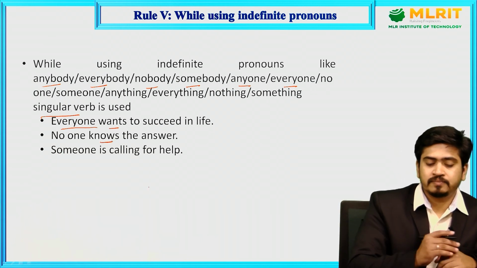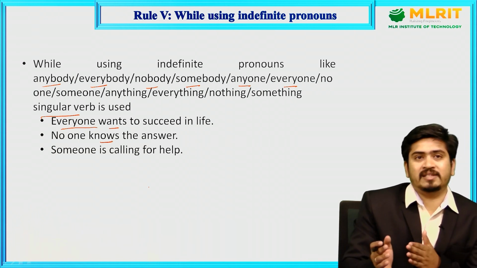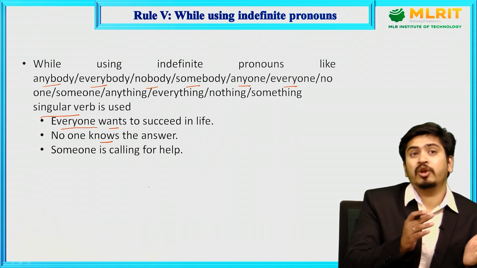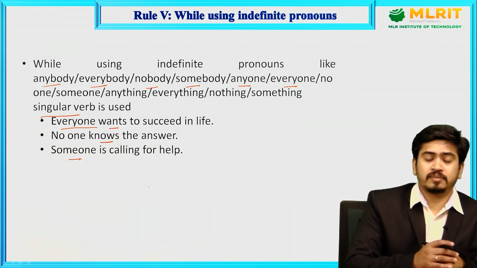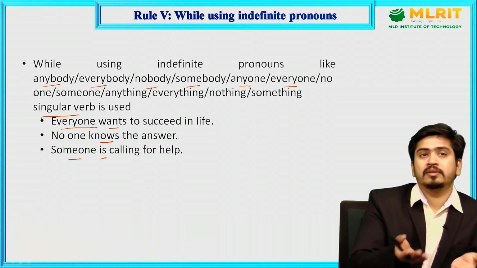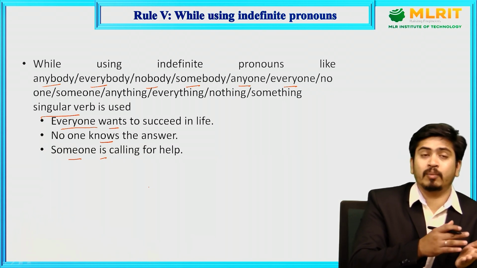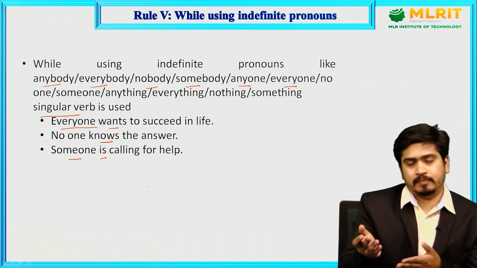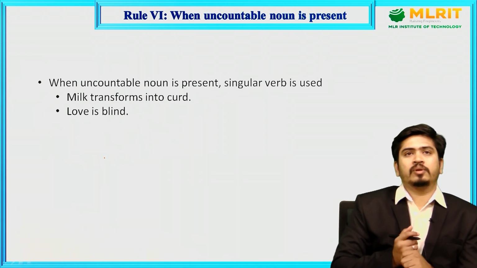Next one. No one knows. S is there. Singular verb. So you cannot say no one know the answer. It's wrong. No one knows the answer is right. Next example. Someone. Someone is. Singular verb. You cannot say someone are calling for help. Someone is calling for help.